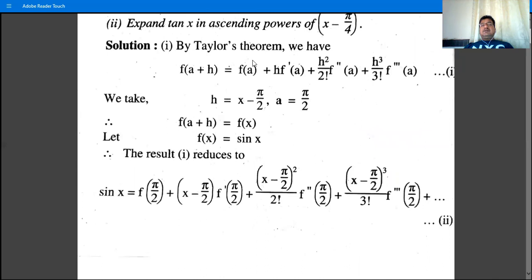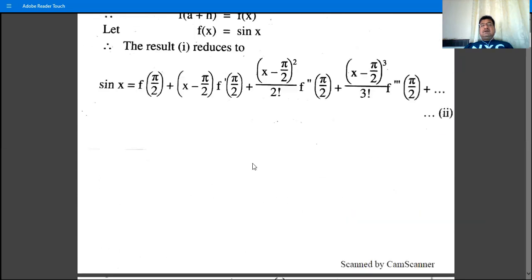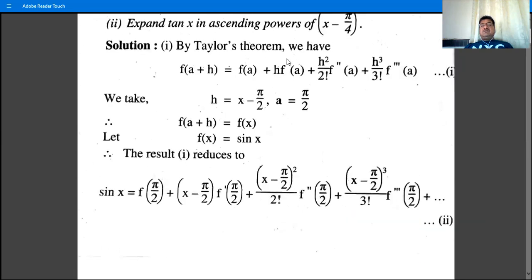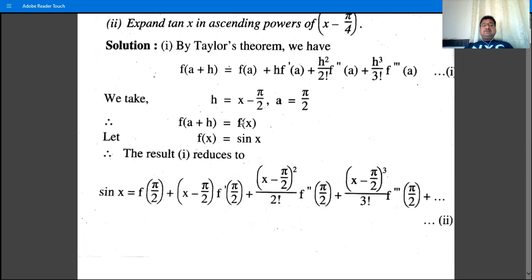F of a, the first term, is what? F of a means you have to find f of pi by 2. So f of pi by 2 is sin pi by 2, which is 1. Then f dash x. Then we have to find f dash a. A is pi by 2, so we have to find f dash pi by 2. Because here f of a plus h means f x is sin x, f of a means f of pi by 2, h means x minus pi by 2, and f dash a means f dash pi by 2.